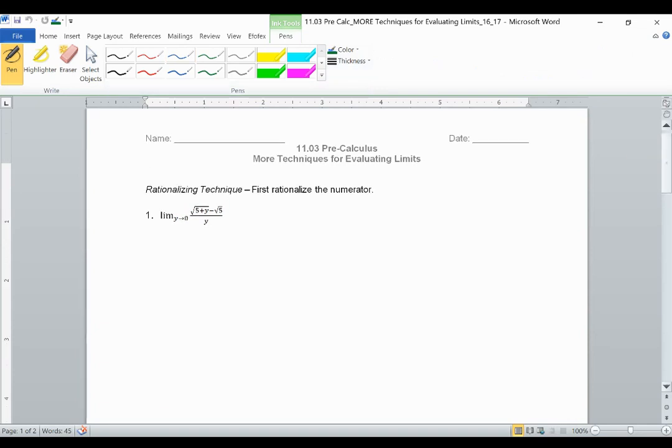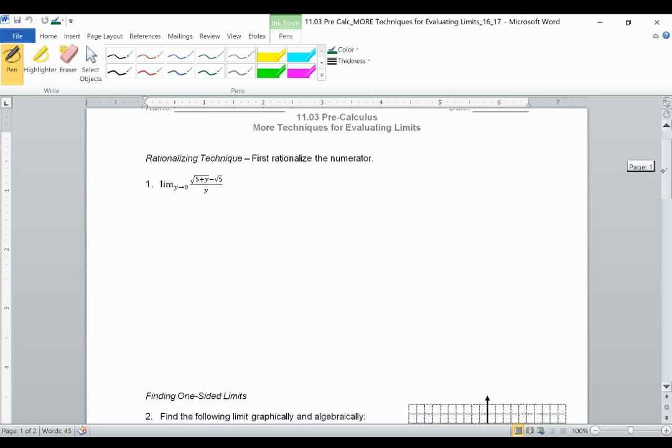We're going to review our rationalization technique first, and then we're going to be looking at some piecewise graphs where we're finding the limits of those. Then we're going to start to get into our difference quotient, which is a big part of calculus.